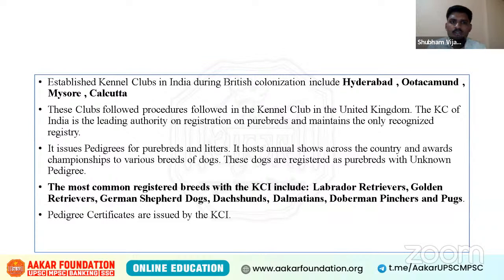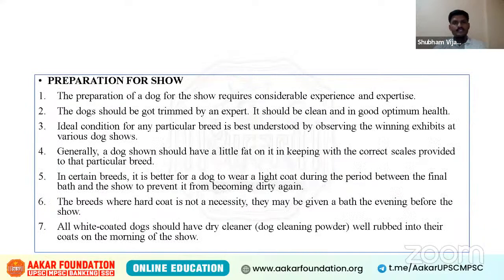The Kennel Club of India is a very leading authority, especially for the registration of purebred and crossbred dogs. It maintains this registry and issues pedigrees for purebreds and litters. Pedigree means not food; pedigree means this pedigree chart. It also hosts shows across the country and awards championships to various breeds of dogs. The most commonly registered breeds with the KCI, the Kennel Club of India, are Labrador Retrievers, Golden Retrievers, German Shepherds, Dachshunds, Dalmatians, Dobermans, and Pugs. These are among the most registered breeds with the KCI, and pedigree certificates can also be issued by the Kennel Club of India.